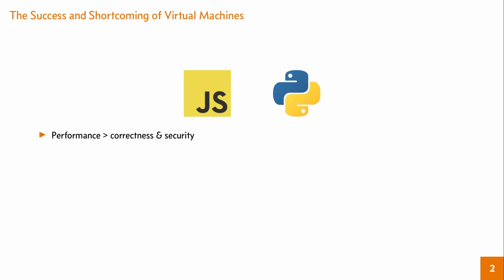But in this quest for performance, industrial-strength virtual machines have evolved into massive and complex programs whose code bases now contain millions of lines of code. This increase in complexity came at a very high cost in correctness and security, as new bugs and vulnerabilities are regularly discovered.